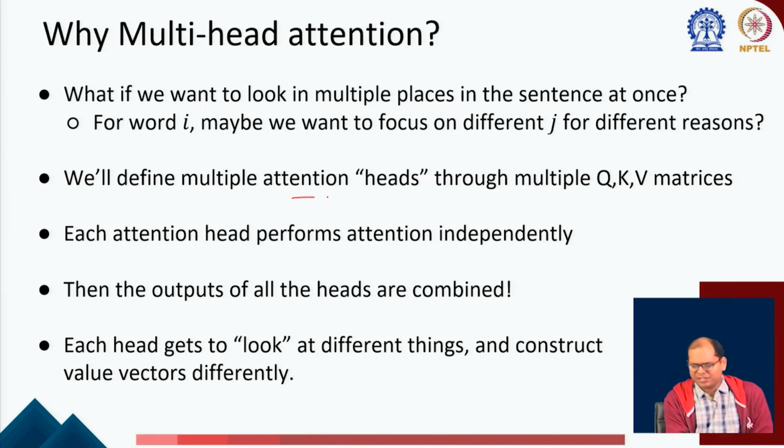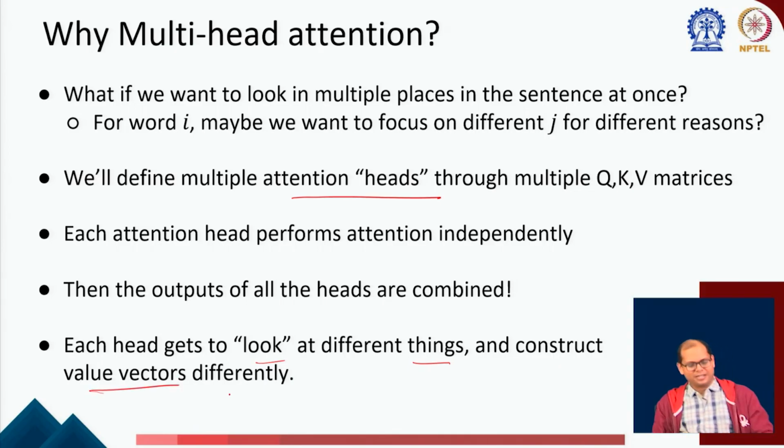We will define multiple attention heads through multiple QKV matrices, and each attention head will perform independently. We will not connect their weights. We will not have sharing of the weights. So we will be learning independently, and once we get the output from each head, we can combine them. It was done through concatenation. So each head will get to look at different things, and it will construct the weighted value vectors differently.